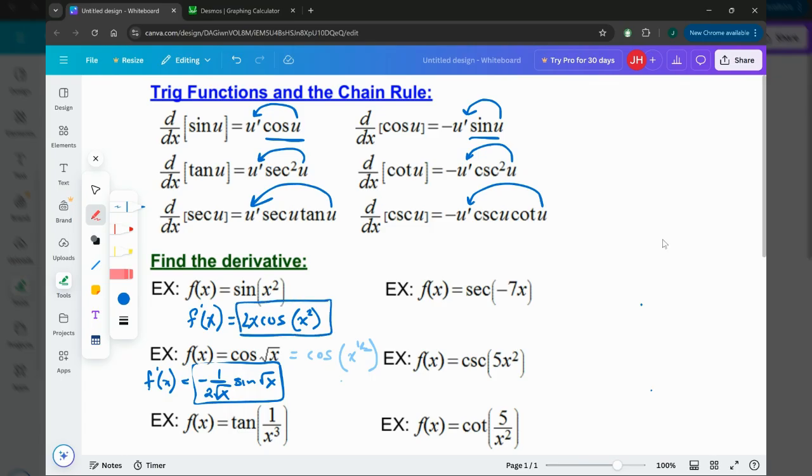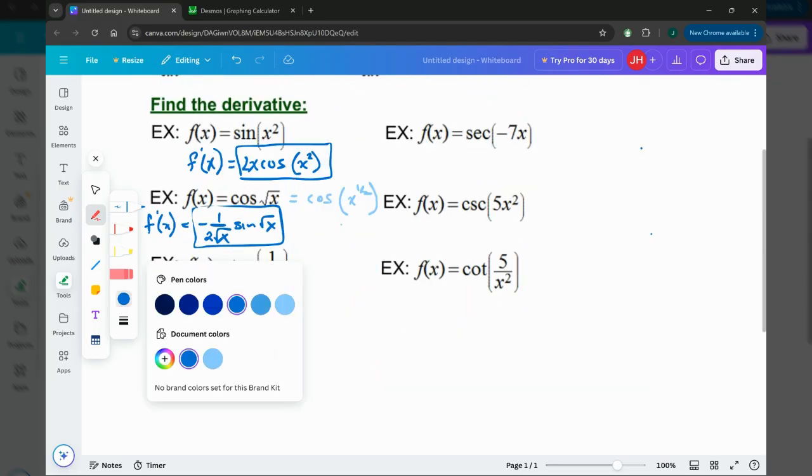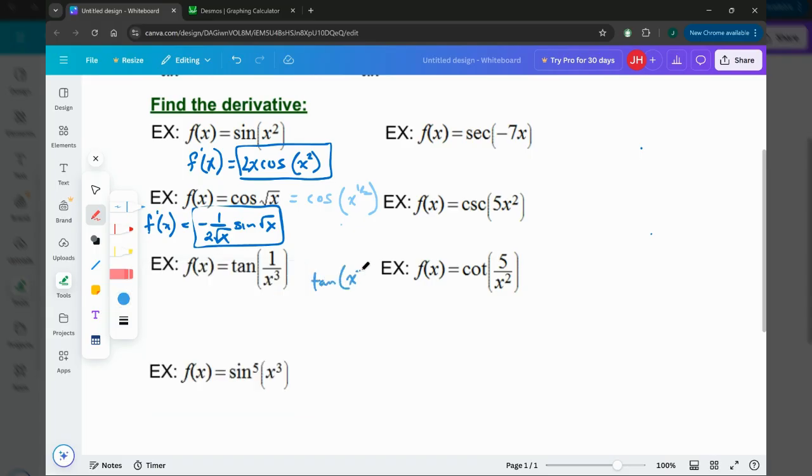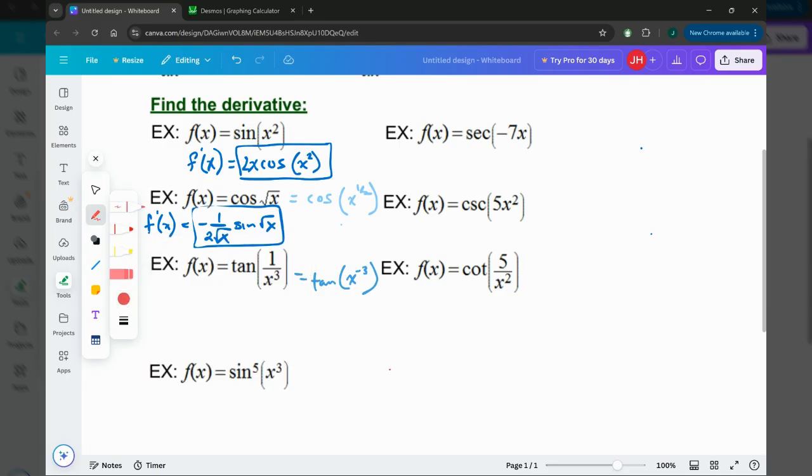Let's move down and talk about tangent. This function is tangent of x to the negative 3. So when I'm taking the derivative of this particular function, I want to make sure that I take the derivative of that out front. The derivative of tangent is secant squared of 1 over x cubed, but the derivative of x to the negative 3 is negative 3 x to the negative 4, which would put x to the 4th on the bottom. There's my derivative on this one.